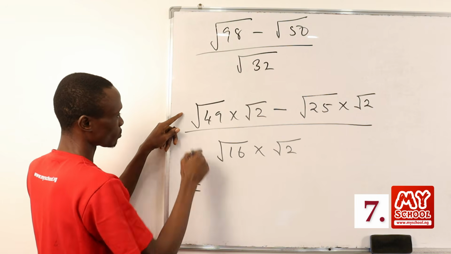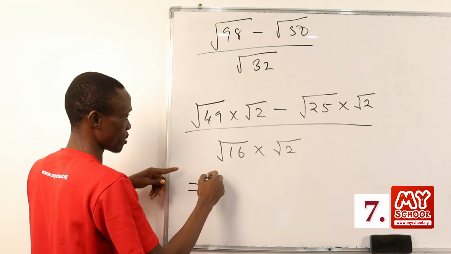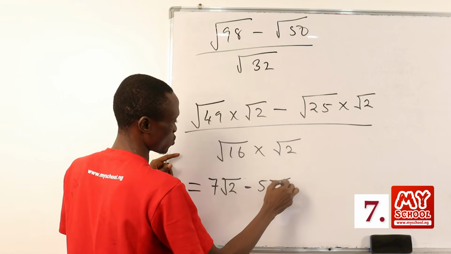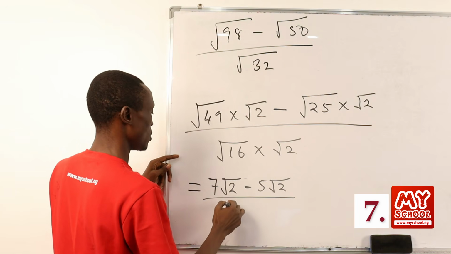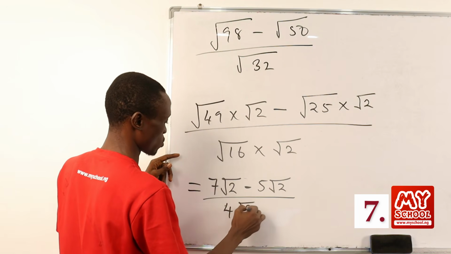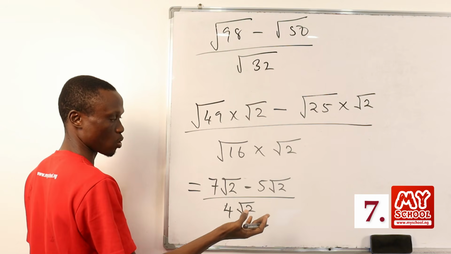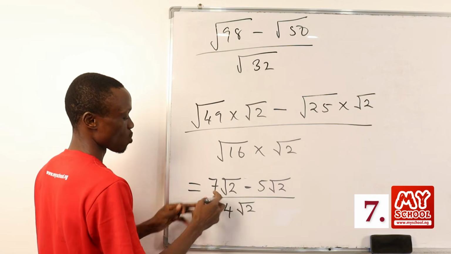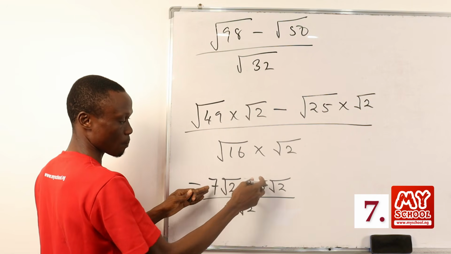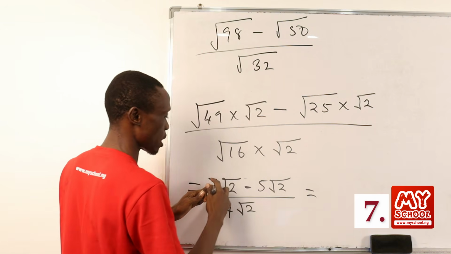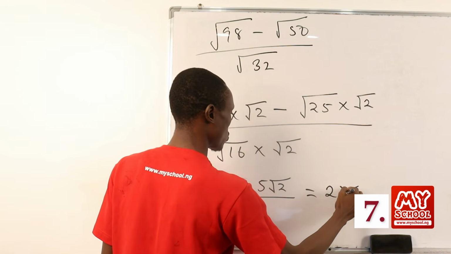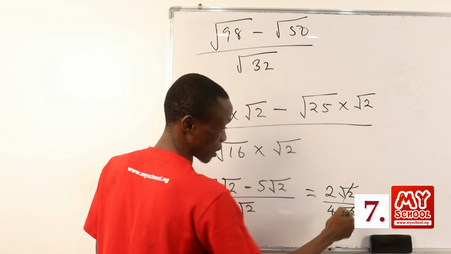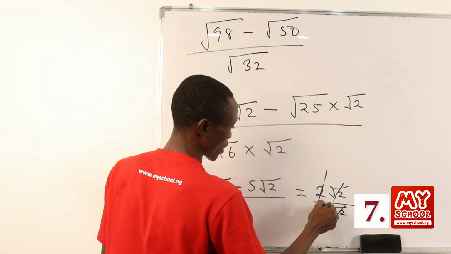So now root 49 is 7, then times root 2. Then minus, that will be 5 root 2, divided by 4 root 2. So here now we have similar surds because the irrational part of both surds are now the same. So in that case, we can subtract the rational parts, which are the 7 and the 5. So if we do that, we'll be having 2 root 2 all over 4 root 2. I think root 2 can cancel root 2, so that 2 here is 1 and 4 here is 2.